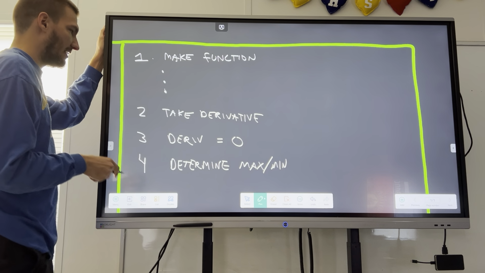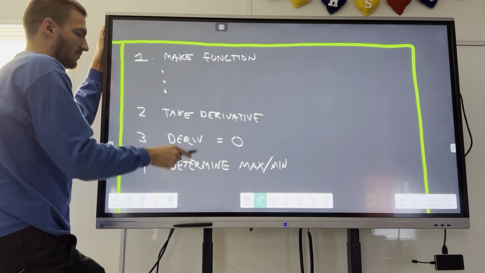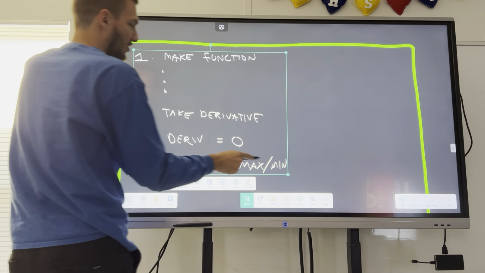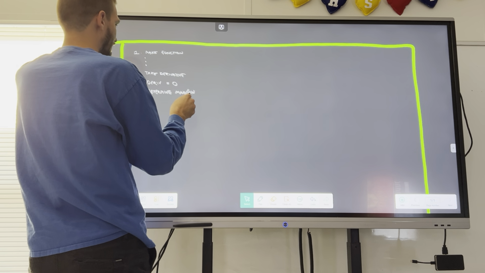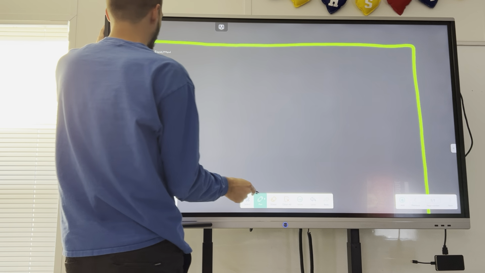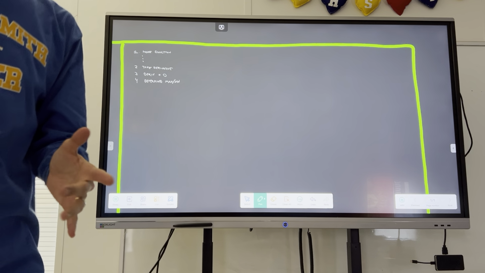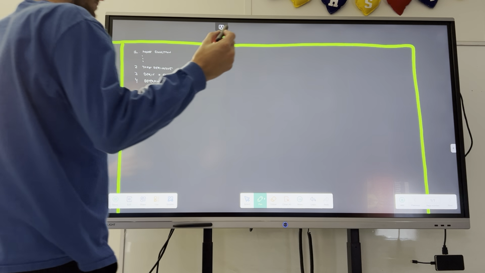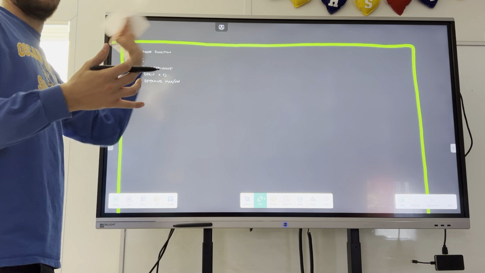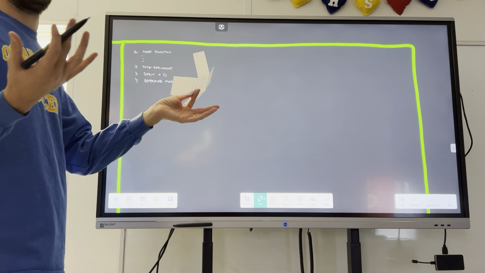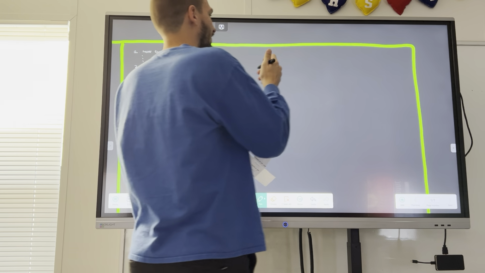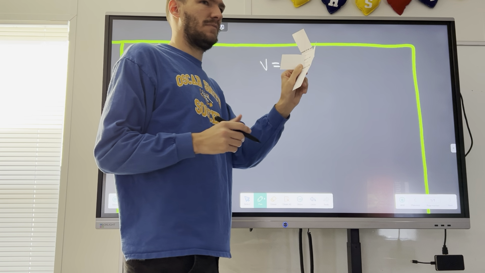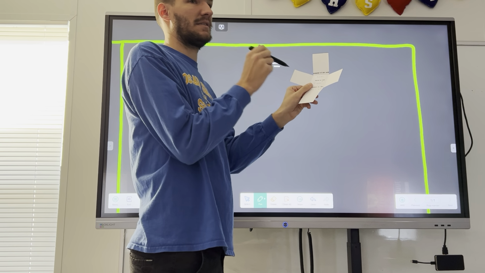Now, what is the easiest? Let's go back here. Make a function. Here's our goal: we need to make a function so that we can take its derivative. And because we are working with real life shapes and maximizing volume, where do we want to start? Formulas are basically where we need to look, because we're trying to maximize a formula. So volume, and what is the volume of a rectangular prism, especially one that has a square base?